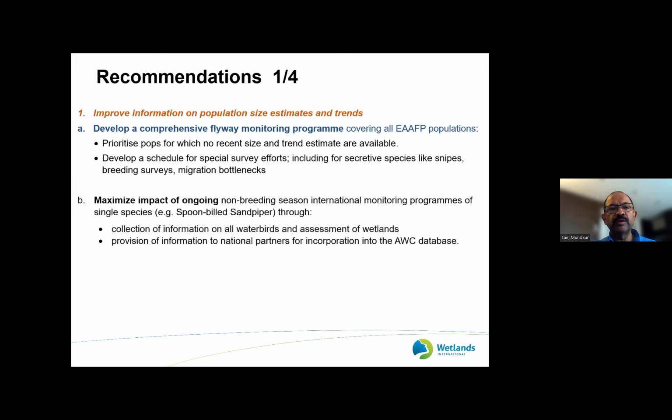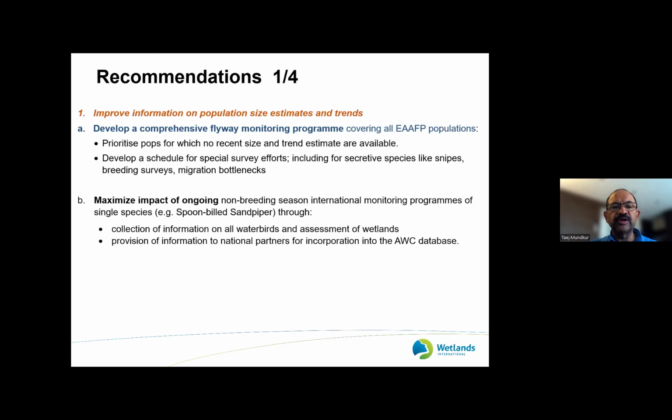The second is to maximize the impact of ongoing programs that may be undertaken for single species, so that although they are focused on single species, they are collecting information on the different waterbirds, as well as undertaking assessments of the wetlands themselves, because this is very important information. And if efforts are being put in to undertake surveys for one species, hopefully the outcomes can be maximized for conservation by looking more widely at the other species as well.